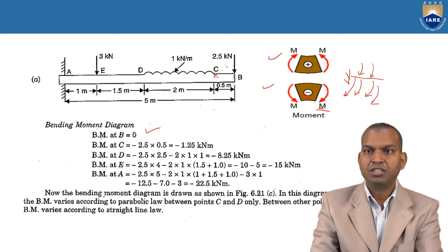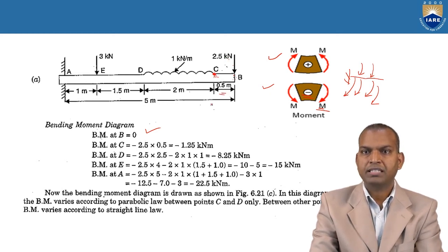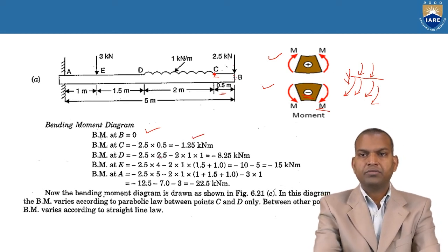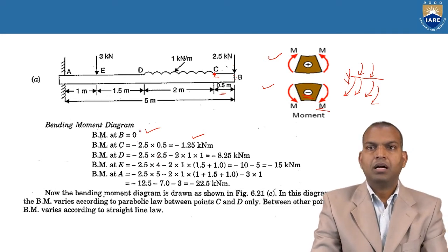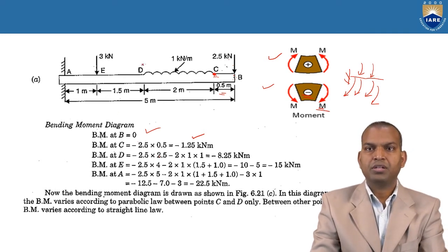That is the point. Now about this point C, we are taking the moment value. So this is 2.5 kilonewtons into 0.5, negative, minus 2.5 into 0.5. That is the negative value of negative 1.25 kilonewton meter. Up to point C. Now coming to point D.